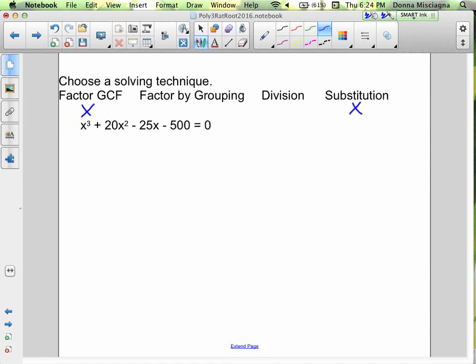The best choice would be factor by grouping, because if we look here, you see some things in common. We've got things divisible by fives, and that looks kind of promising. Maybe x cubed and 20x squared have something in common with 25x and 500. At least the 20 and the 500 are both divisible by 10 and 5, so that looks kind of promising.